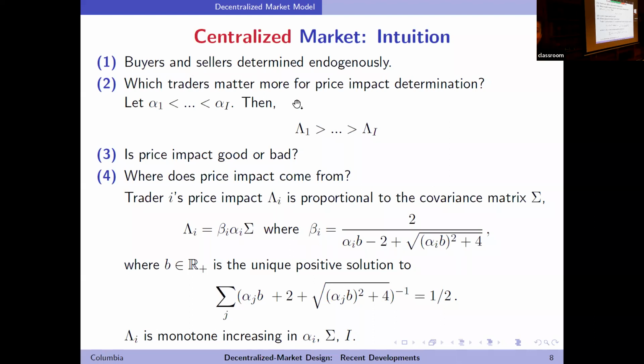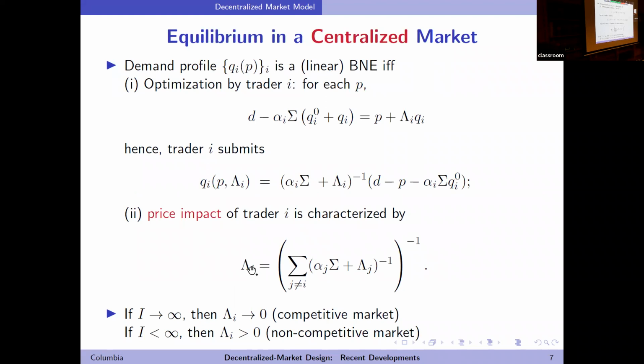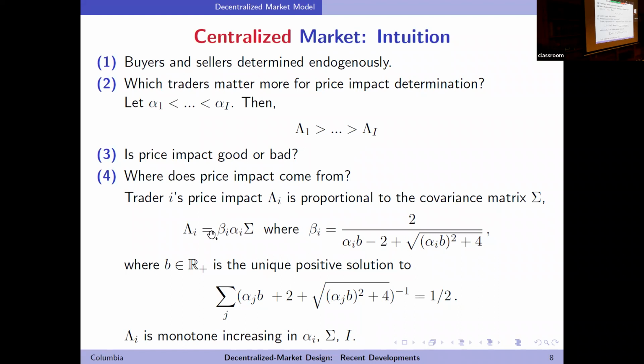Which traders matter more for my price impact determination? We know that we can solve this fixed point, the system of harmonic mean conditions for traders' price impacts. We can solve it in closed form, and today I put it on the slide. This is the solution, the price impact of every trader in this model where everybody is large. It derives from the concavity of the payoff functions of the residual market. Other traders' risk aversions are sitting in beta I, and so the coefficient beta I also depends on the number of traders and all traders' risk aversions.